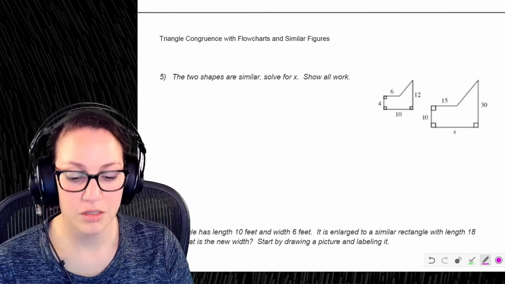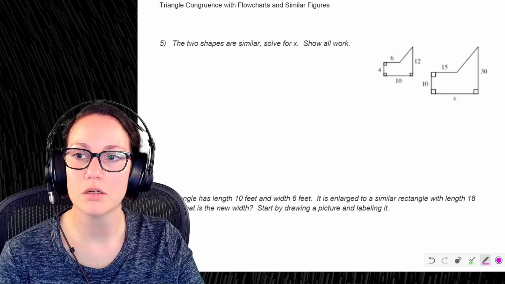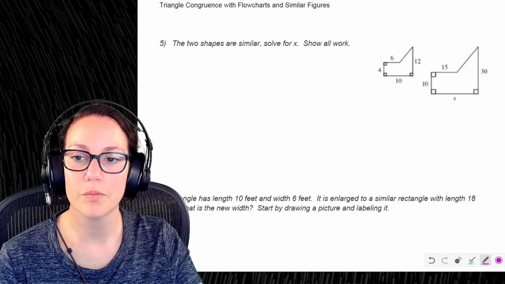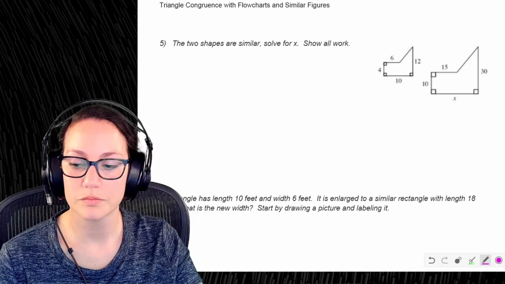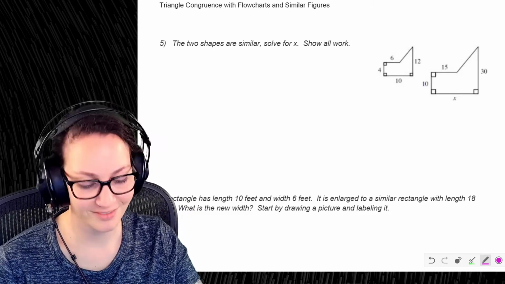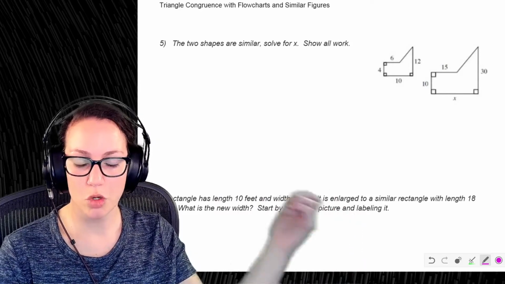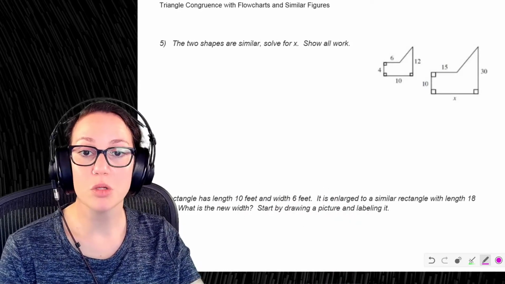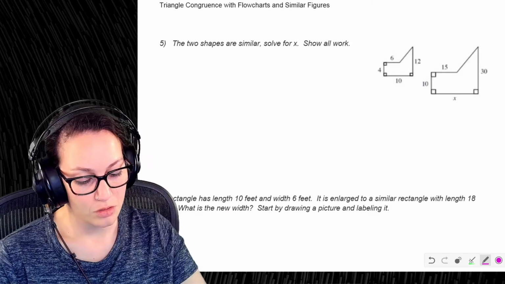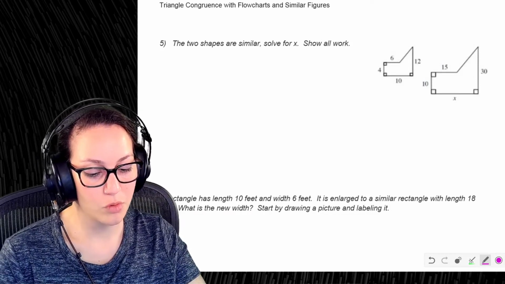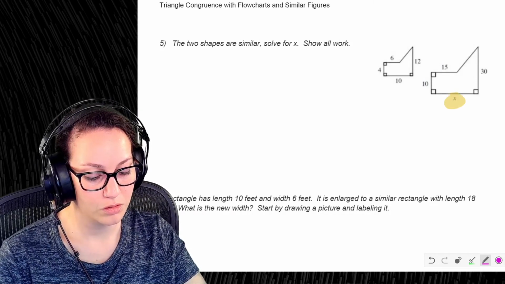All right, a few more. So let's do it. Now we are beyond triangles. So these two shapes are similar. We're going to solve for x. I'm going to highlight where x is. Boom, we're looking for x.